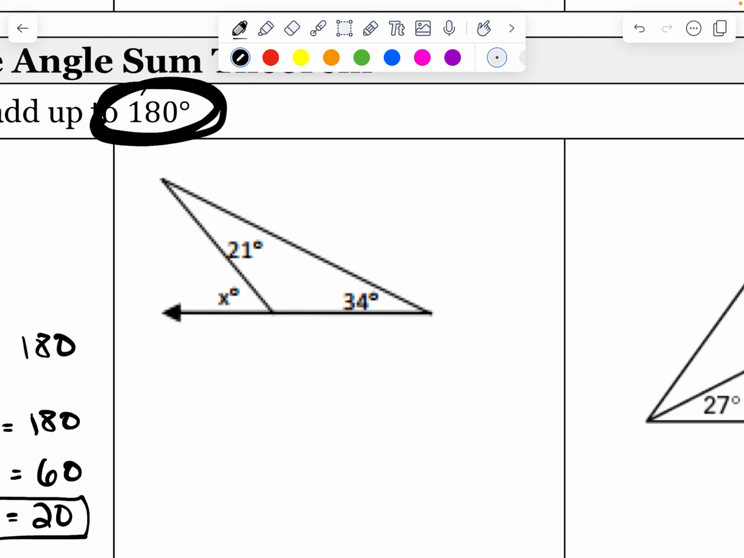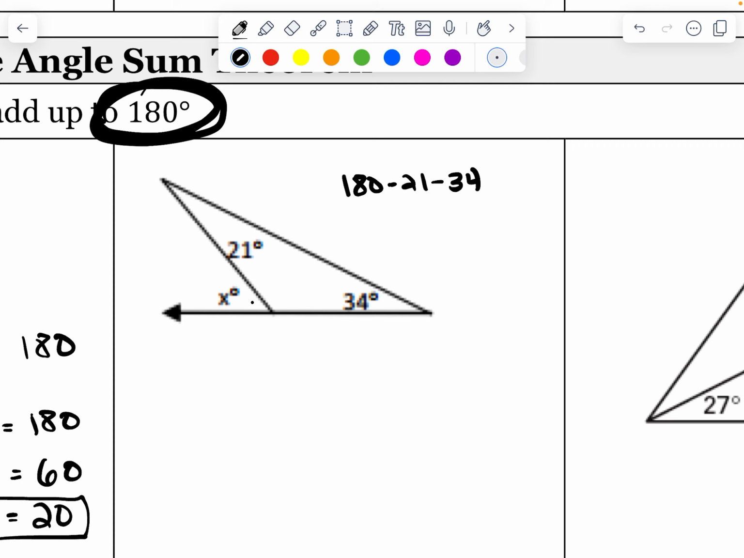We also can do this looking at exterior angles because we know a straight line is 180, right? So if we can figure out this inside guy right here, that means we can figure out the value of x. So first, let's figure out the inside. So I'm going to do 180 minus 21 minus 34.